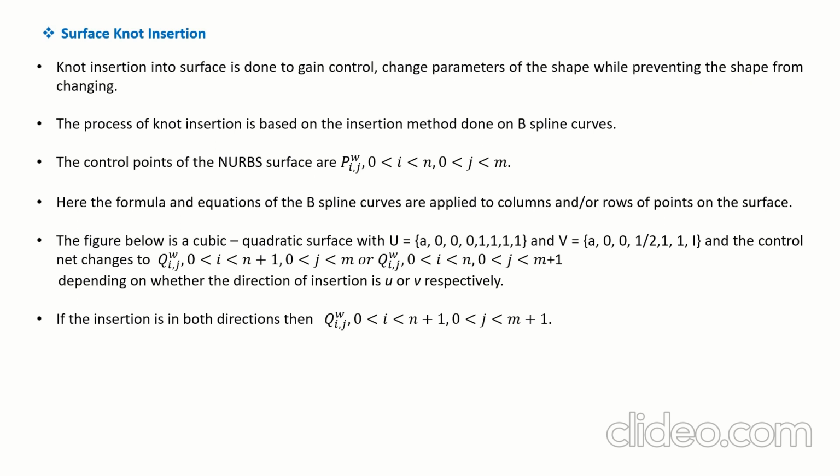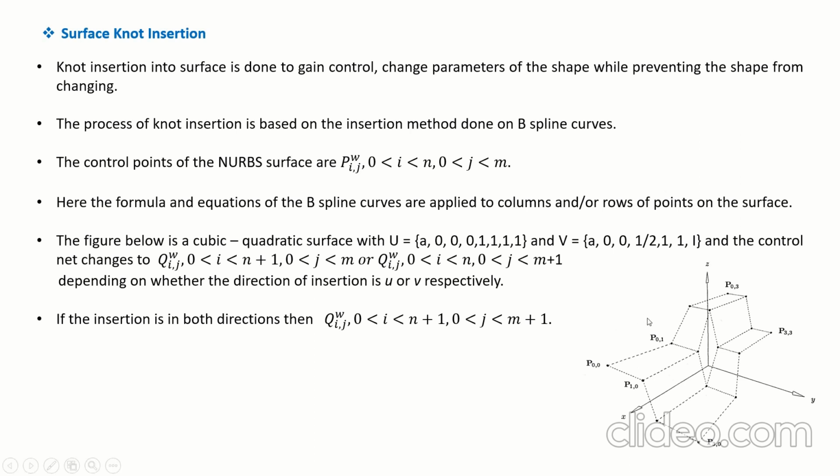And the control points of the knot surface are P^w_i,j, where i exists between 0 to n and j exists between 0 to m. The formulas and equations of the B-spline curves are also applicable on the surfaces. The only difference being it is applied on rows and/or columns of the surface.